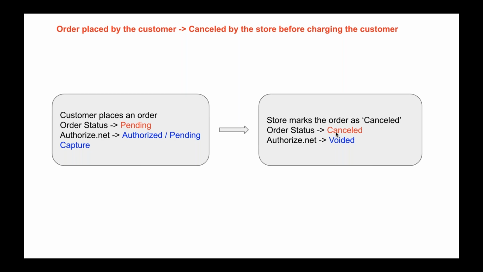If you mark an order as canceled before marking it as payment received, the IndieCommerce site knows that there was no capture and it just asks authorized.net to void it. But if you try to cancel an order after the customer was charged, then we will let authorized.net know that the customer was charged, so to issue a refund. So as an order processing staff, you don't have to worry about it. All you need to do is mark it as canceled and IndieCommerce site will take care of the rest.